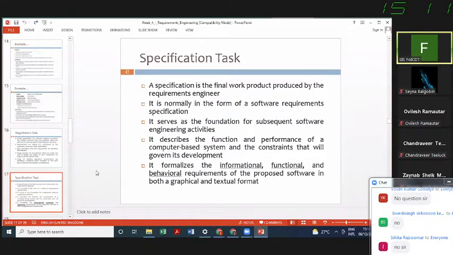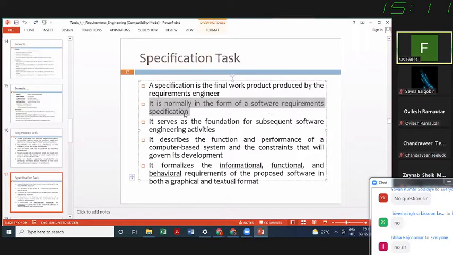The fifth step or task would be that of specification. The specification is the final work product produced by the requirements engineer. It is normally in the form of a software requirement specification. So this is what we're going to do: SRS, software requirement specification.